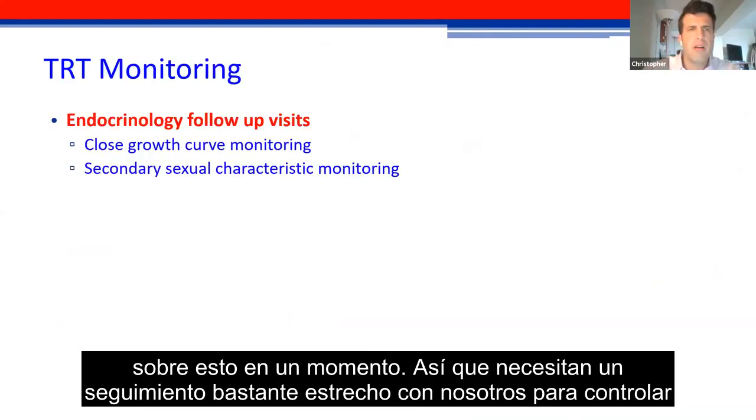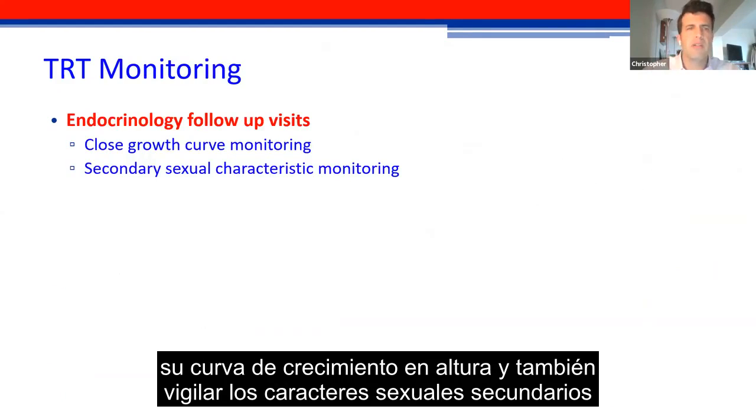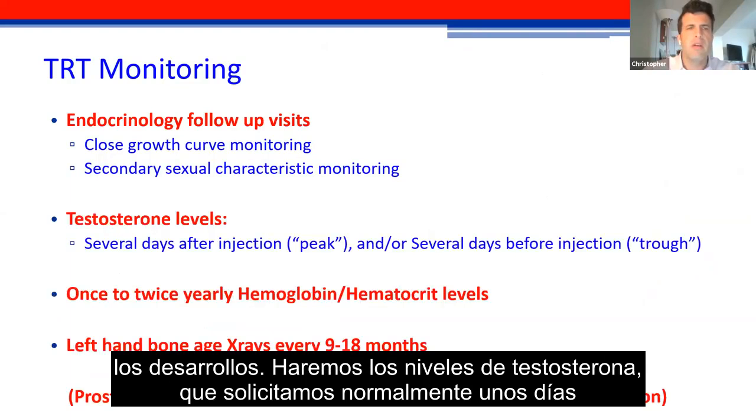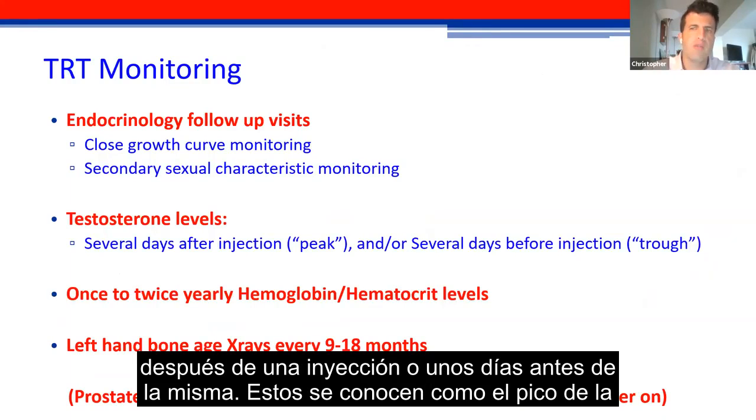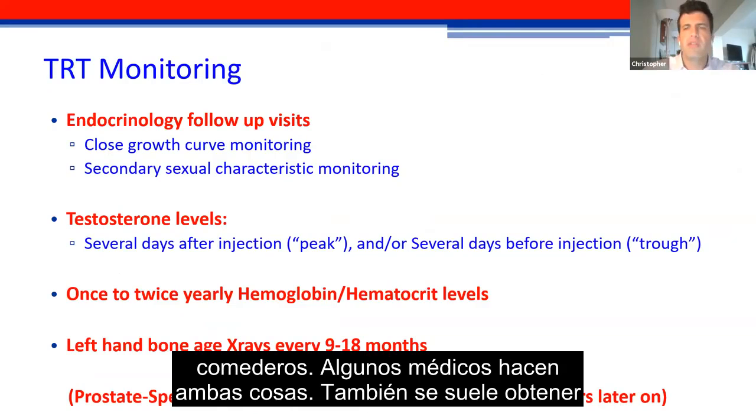So they do need pretty close follow-up with us to monitor their height growth curve and also monitor for those secondary sexual characteristic developments. We'll do testosterone levels, which we request usually a few days after an injection or a few days before an injection. These are known as the peak and the troughs. Some physicians will do both of these things.